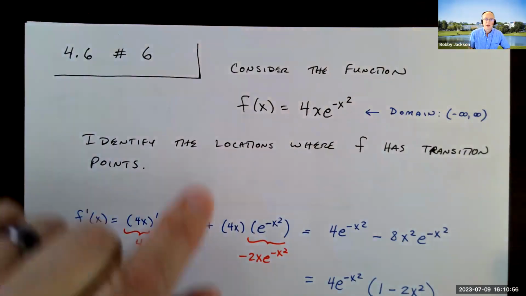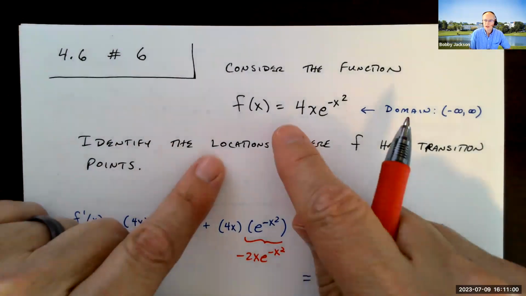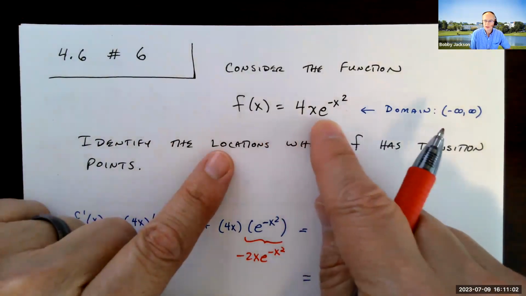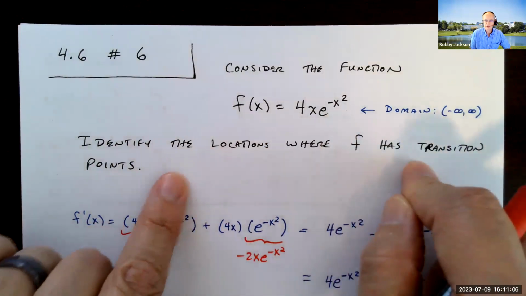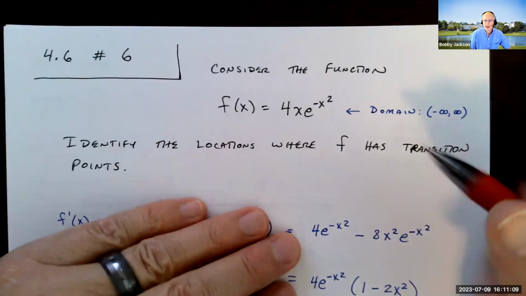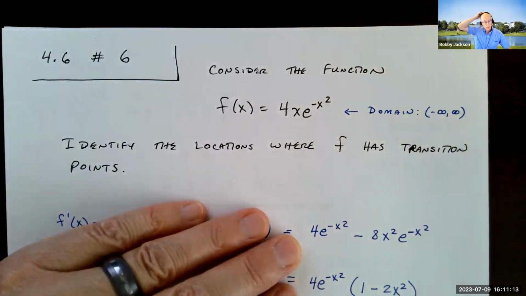Hey everyone, let's take a look at number 6 in section 4.6. We are going to consider this function here, 4x times e to the negative x squared. And we're going to identify the locations where f has transition points, and we're going to do other things. They have prompts for you to give basically where we have local max, local min, and points of inflection.